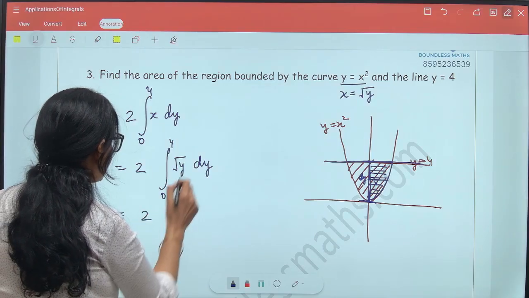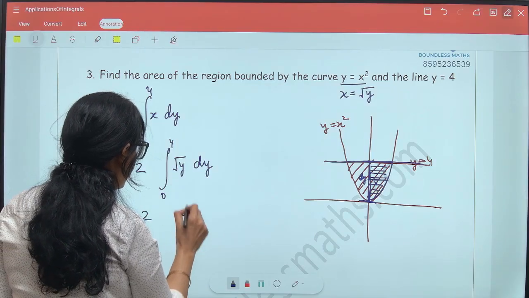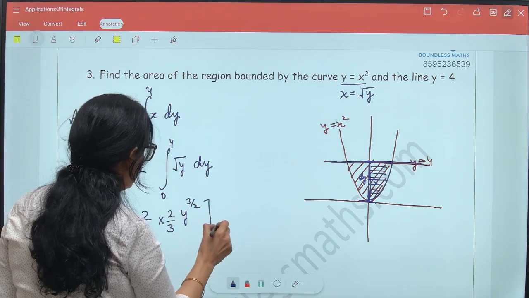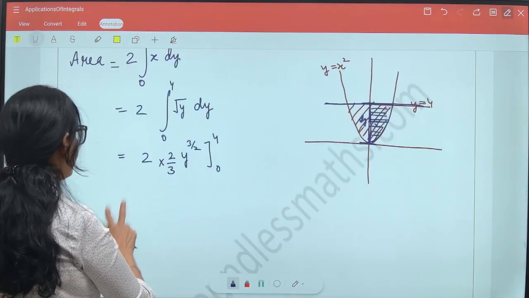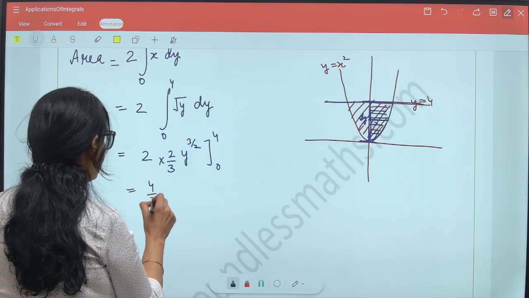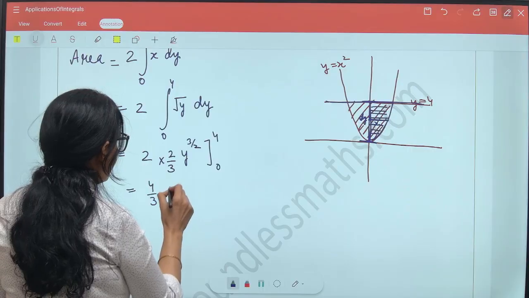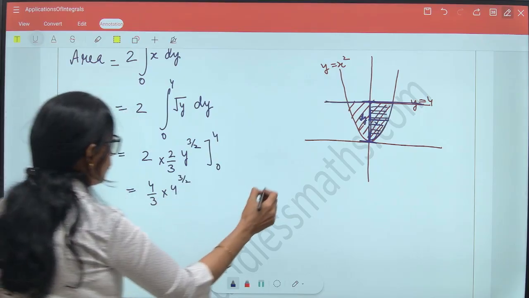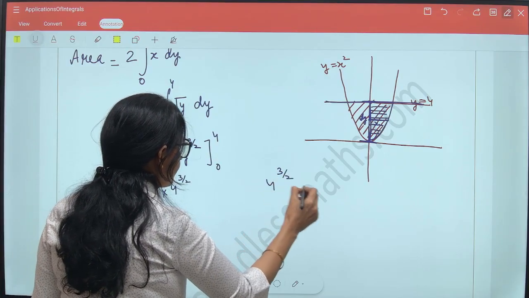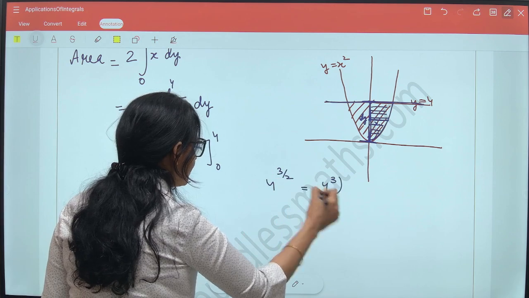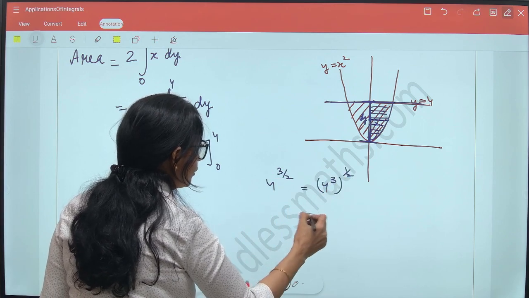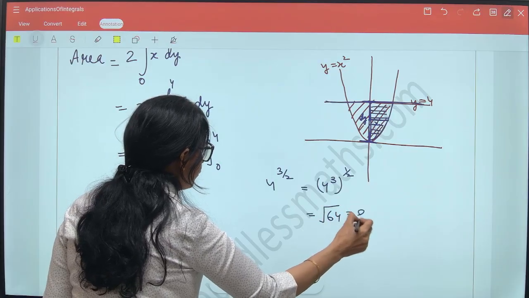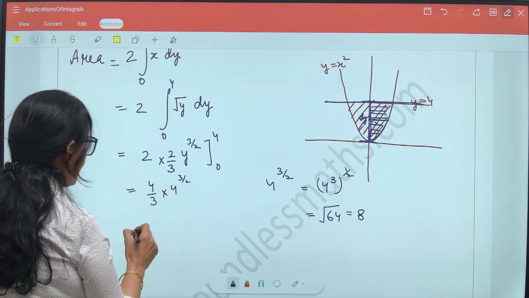So the integral of square root of y is y to the power 3 by 2, and you have 2 by 3 by the side, and the limits are 0 to 4. This becomes 4 by 3, y is 4, 4 to the power 3 by 2 minus 0. How do you calculate 4 to the power 3 by 2? So it is 4 cube and then square root of that. 4 cube is 64 and square root of 64 will give you 8. So that means this value is 8.